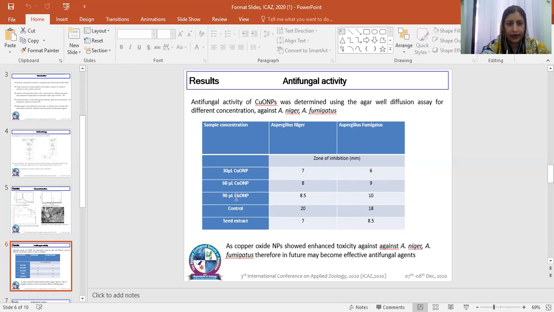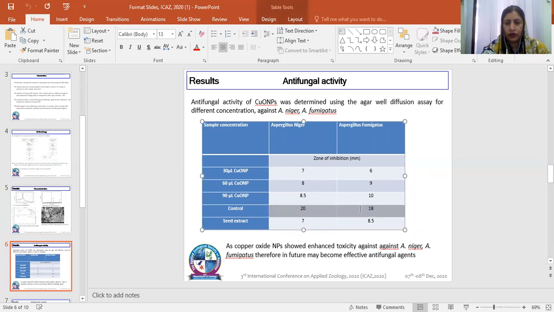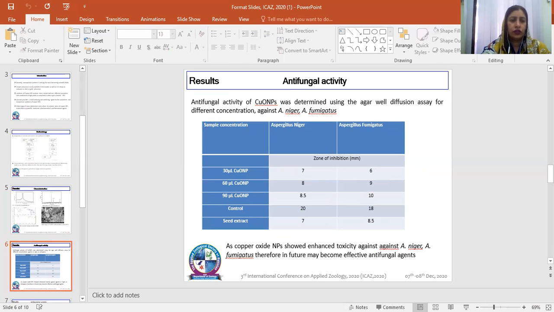You can see that the 90 microliter concentration of copper oxide nanoparticles showed maximum antifungal activity, with 8.5 zone of inhibition for Aspergillus niger and 10 zone of inhibition for Aspergillus fumigatus. And this one is the control values for the two fungal strains. Copper oxide nanoparticles showed enhanced toxicity against both fungal strains, and may become effective antifungal agents in further future research.